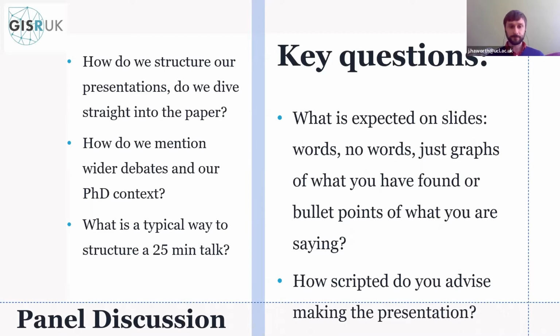So if you've written your paper in a fairly clear way, it naturally starts with an introduction to the context. So this is the major problem that you're trying to solve. And this links into the second question here about how do we mention wider debates in our PhD context. It's often a good idea to start with a headline statistic or interesting quote or something that really captures the attention of the audience.